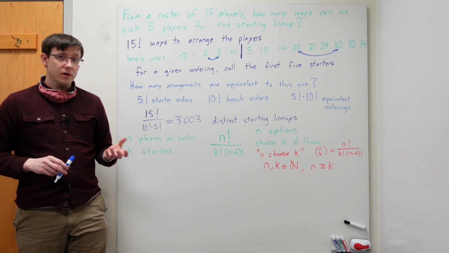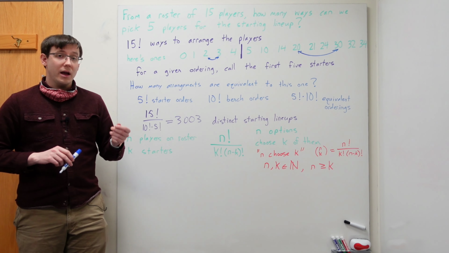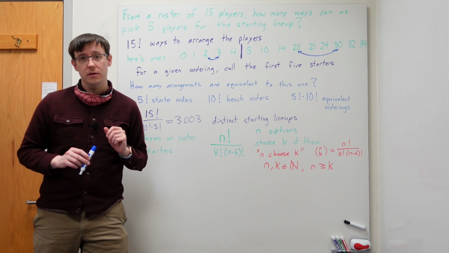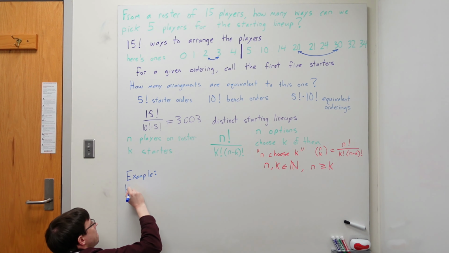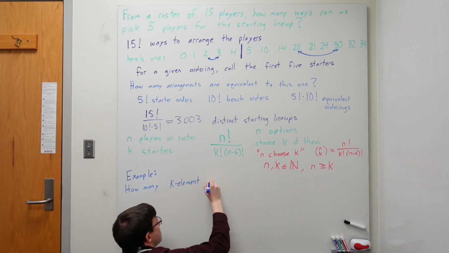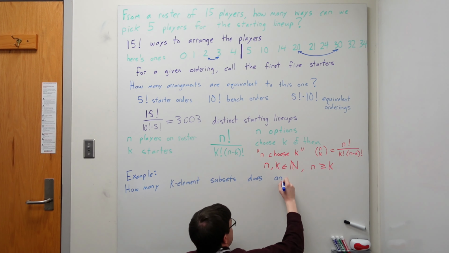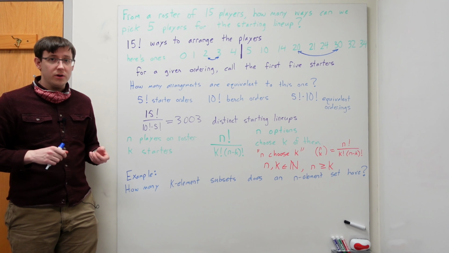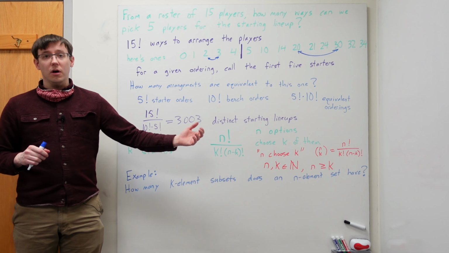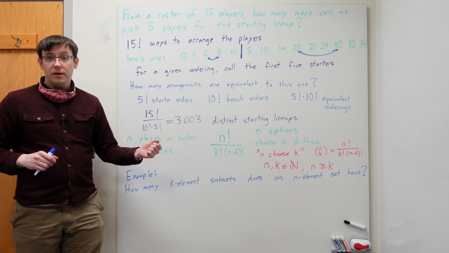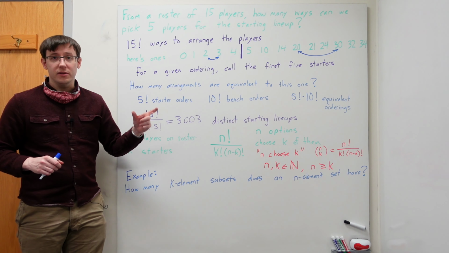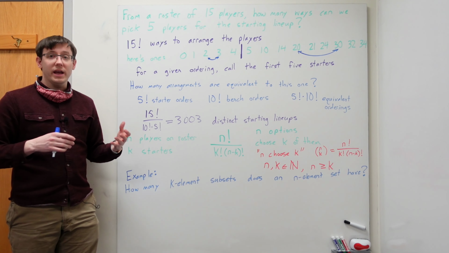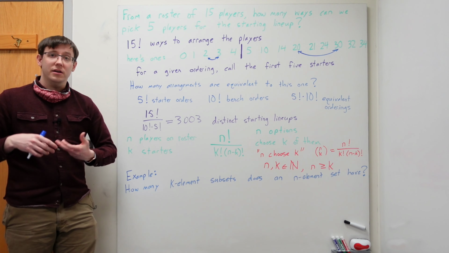An example we could consider for applying this formula is counting the number of size k subsets of an n-element set. Well, as we've been doing, we could count the number of ways to order all of the elements of the set. And then if we put the first k elements from an ordering into the subset, then we could count how many ways do we end up with equivalent subsets and divide those out.